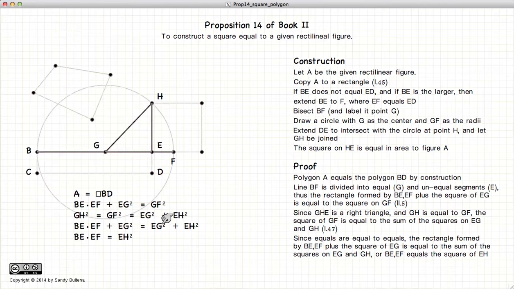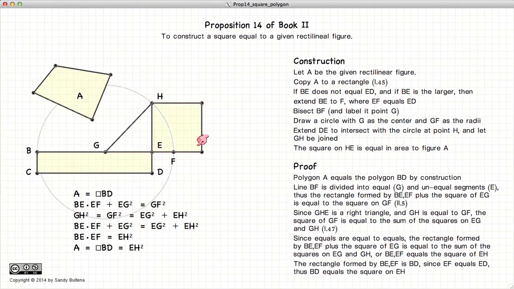So if we subtract EG squared from both sides of the equation, we end up with BE times EF is equal to EH squared. Well, BE times EF is equal to the rectangle BD, and EH squared is equal to this square here. So we end up with our original polygon A is equal to the rectangle BD, which is equal to EH squared. And thus we have constructed our square that's equal in area to our original polygon.